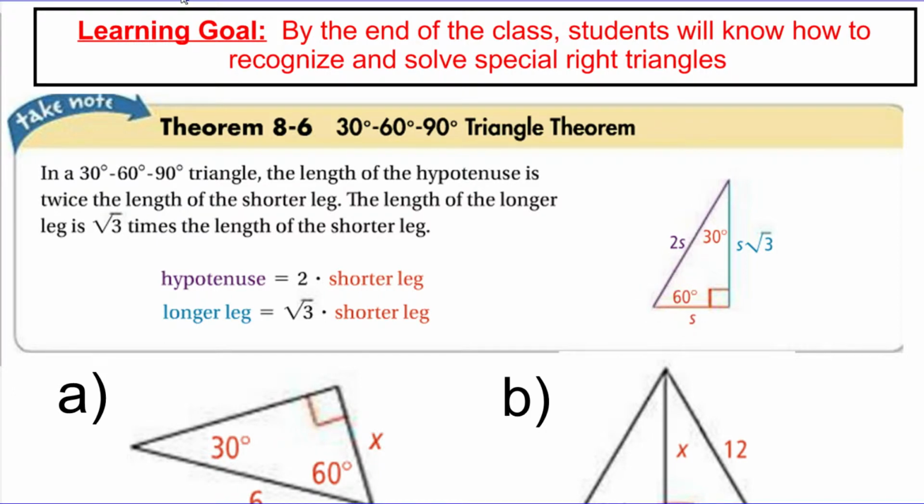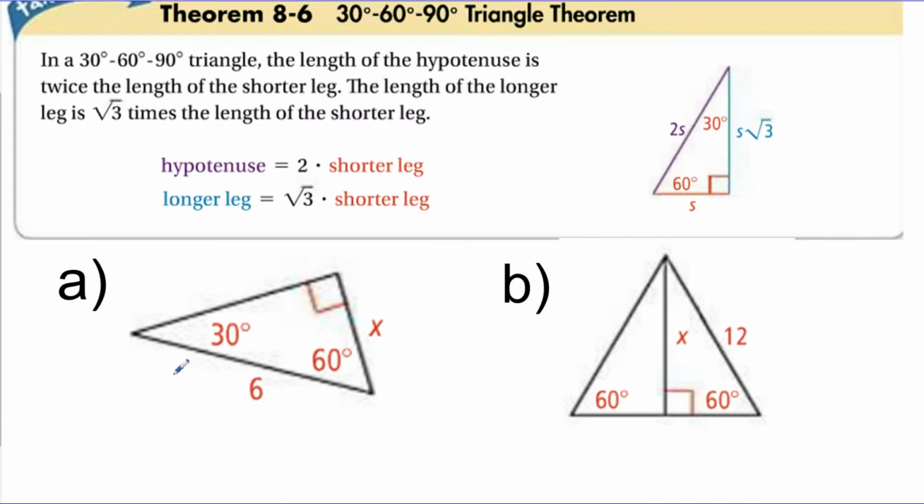And so we're going to set up two rules. If you multiply the short leg by 2, you will get the hypotenuse. If you multiply the short leg by the square root of 3, you will get the longer leg. So there are two different relationships here, and both of them are related to the shorter leg, which is across from the 30-degree angle.